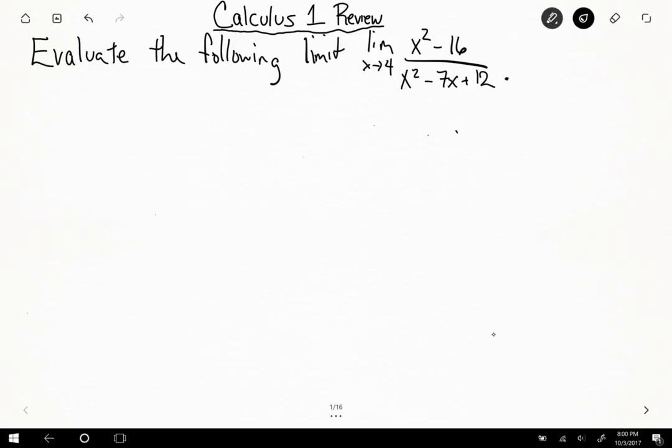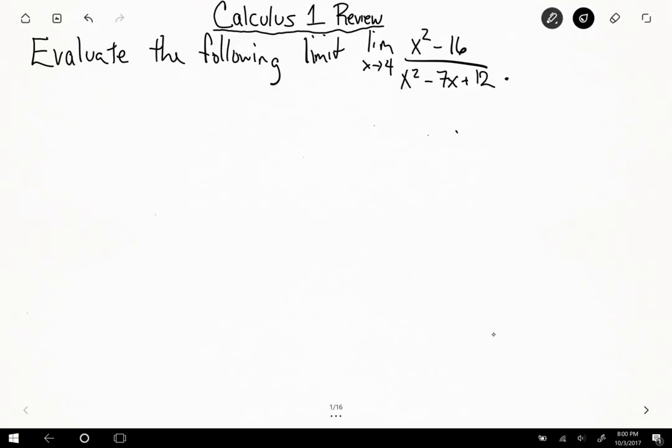So we're going to begin with evaluating the following limit. Limit as x approaches 4 of x squared minus 16 in the numerator, divided by x squared minus 7x plus 12 in the denominator. And the first thing to do whenever you're encountering a problem like this is actually to just plug in the value. But when we plug in the value here, what we have is 16 minus 16, which is 0 in the numerator, and then we'll get 16 minus 28 plus 12, which is 0 in the denominator.